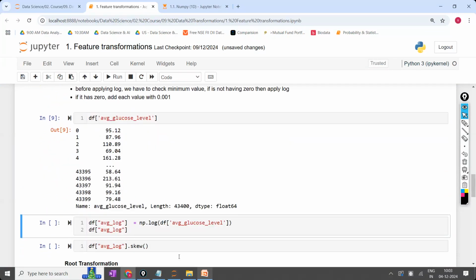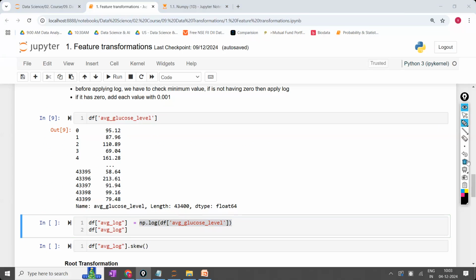Now, what I'm going to do? I'm applying np.log on df of average glucose level. Now, np.log of 0, 1, 2, 3 is going to give log of 0, log of 1, log of 2, log of 3. In the same way, applying np.log on these values, the first value it has to give is np.log of 95.12, then log of 87.96, log of 110.89.